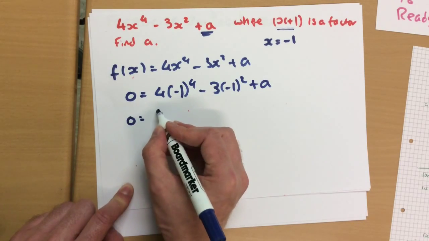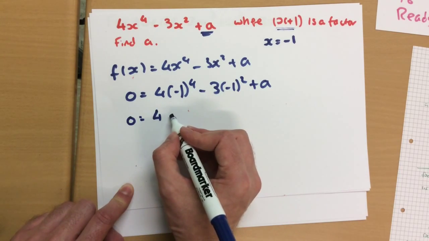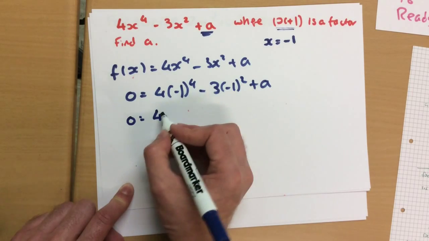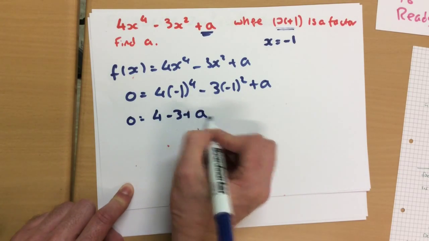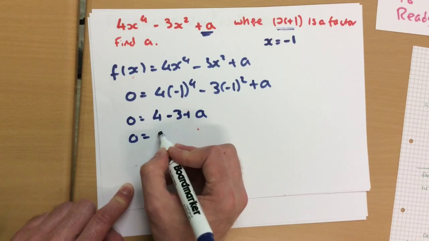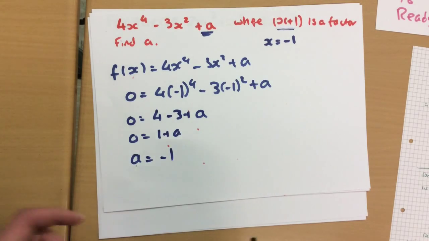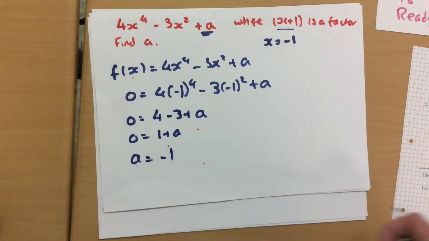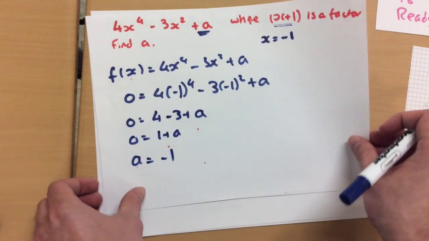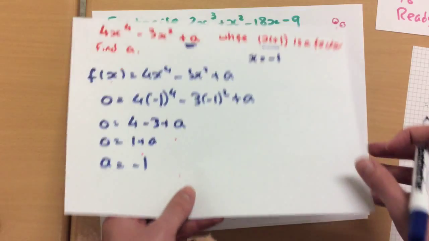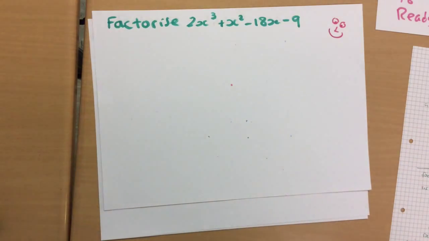So 0 equals 4. That's positive, so take 3, plus a. So 0 is 1 plus a, so a is negative 1. Much quicker, faster way, and one way or another, we should get to that solution. That's very fast through that, but I think it's relatively straightforward.